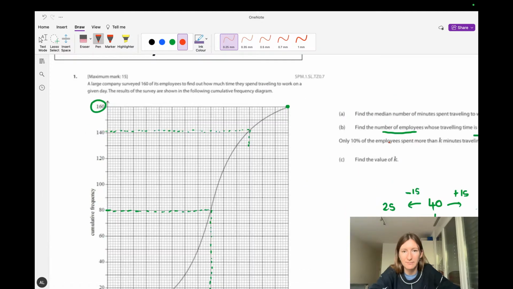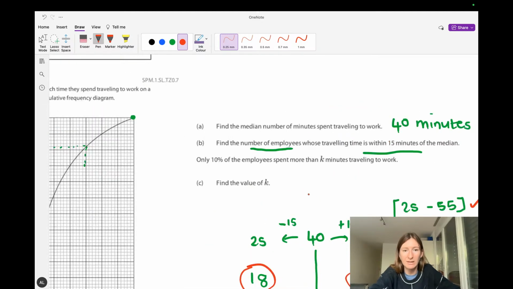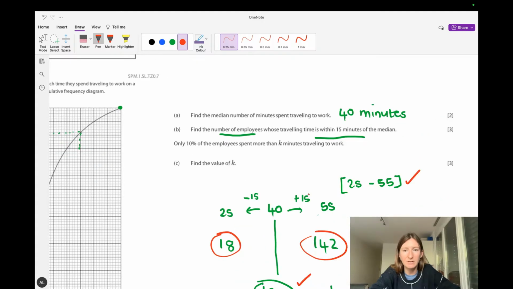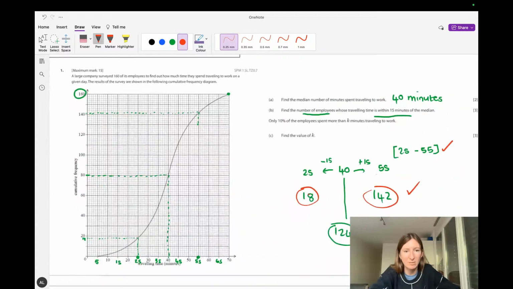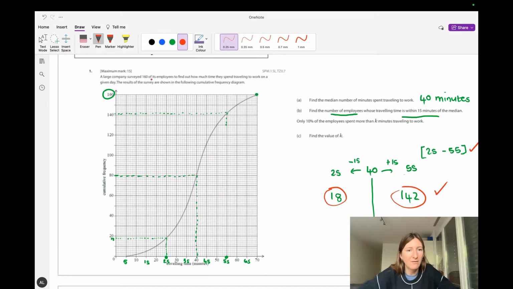Right, then only 10% of the employees spend more than K minutes traveling to work. Only 10%. What's 10% of the employees? So if we have 160 as our top amount, what's 10% of 160? This is a nice number. It's 16. For anyone who wants these notes afterwards, I'm not doing a great job of making them nice. Let me try and make some order here.